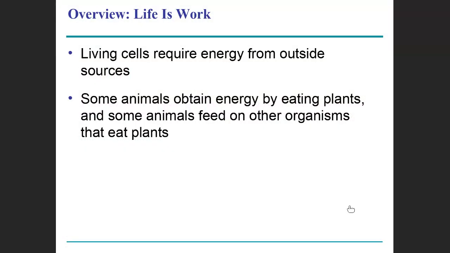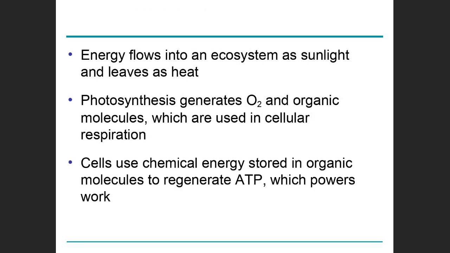So all the energy we need must come from outside sources. Animals eat plants, and then other animals eat the animals that eat the plants, and so on and so forth. And plants get their energy from the sun. So plants form the base of almost all food chains on Earth, or at least photosynthetic organisms do. We've already learned that energy flows into an ecosystem as sunlight and leaves as heat. So heat is almost always produced and released when energy is transformed from one form to another.